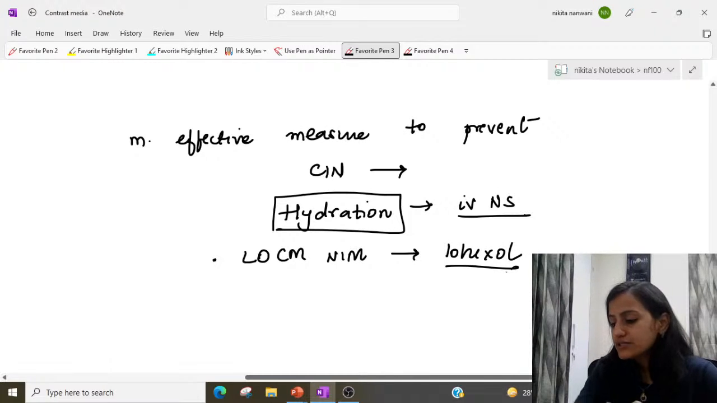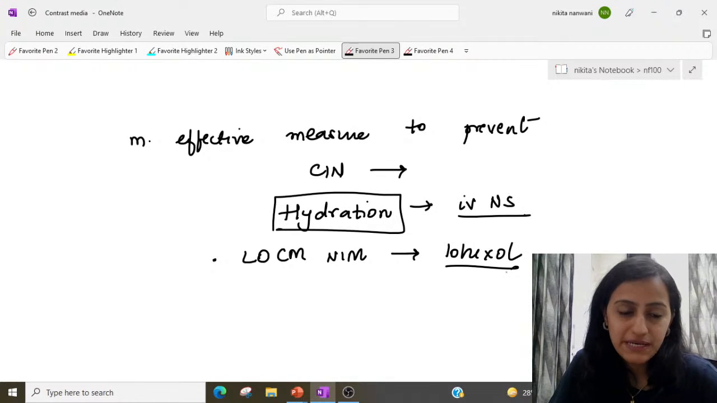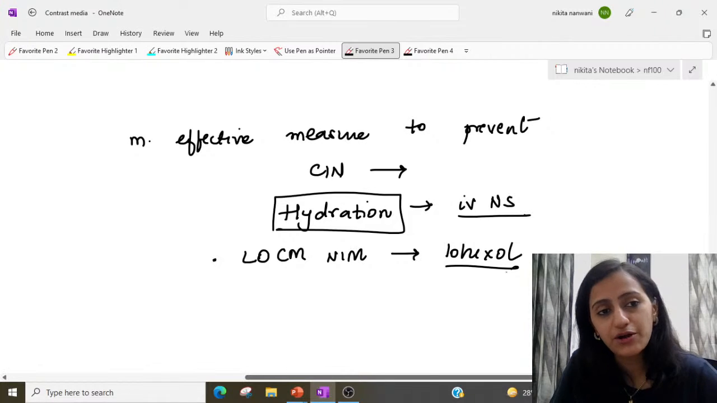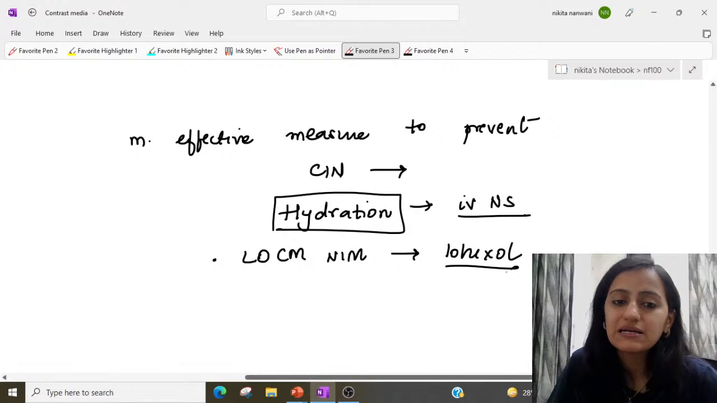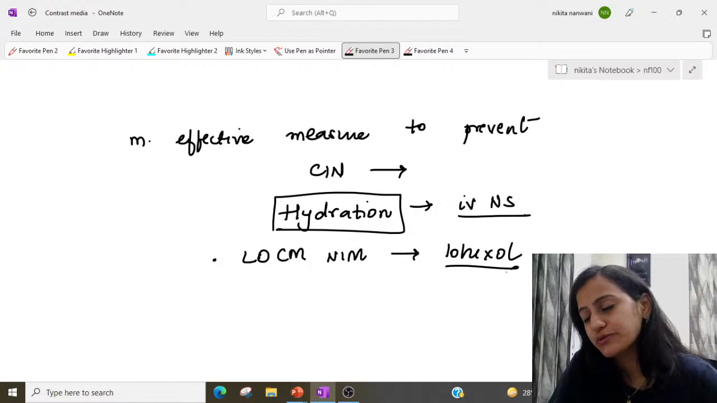All right. So that was about the iodinated contrast media. I hope it's now easy to remember what is ionic, what is non-ionic, what is the iodine particle ratio, what is the osmolality, and which contrast we prefer, right?